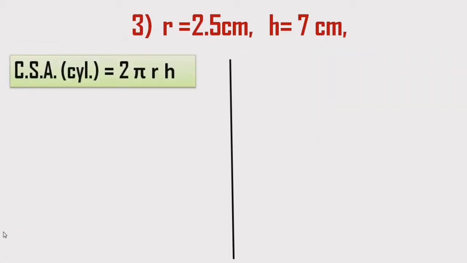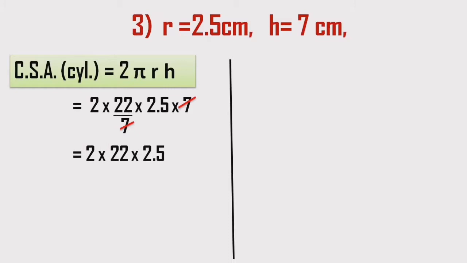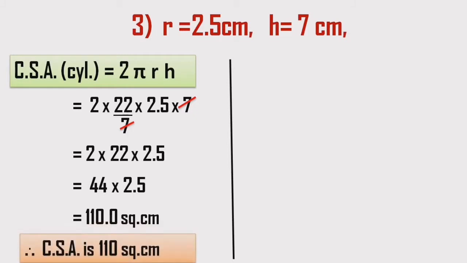Now radius is given to me as 2.5. We'll begin with CSA of cylinder. Substitute the values. We get the answer 2 into 22 upon 7 into 2.5, that is radius, and into 7, that is height. Now this time we will strike out height and the denominator of 22 upon 7. 7 cancels out by 7, that results in 1. We are left with only 2 into 22 into 2.5. The moment you carry out the operation, we get the answer in all 110.0 square centimeter. Do not forget to write the final answer along with the proper unit.